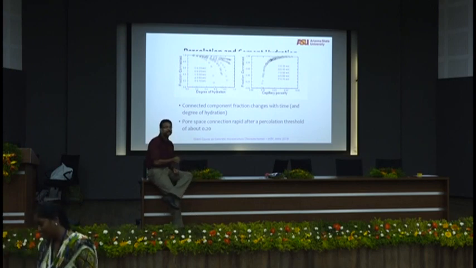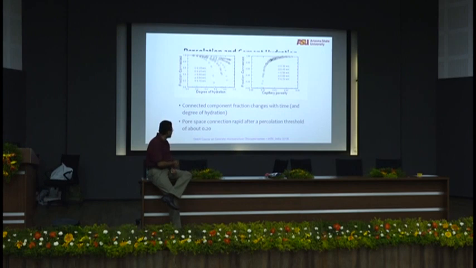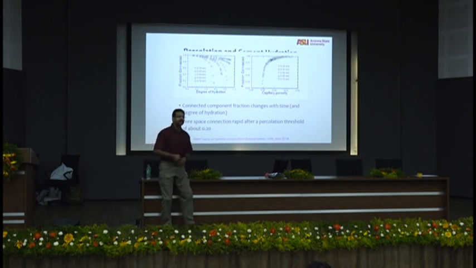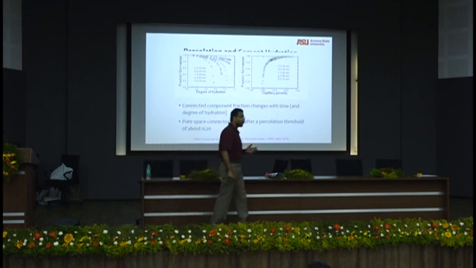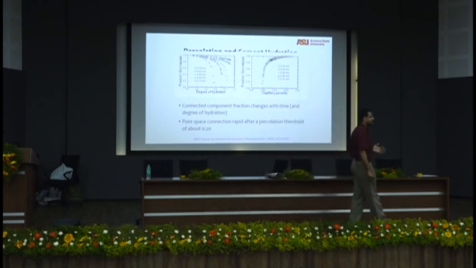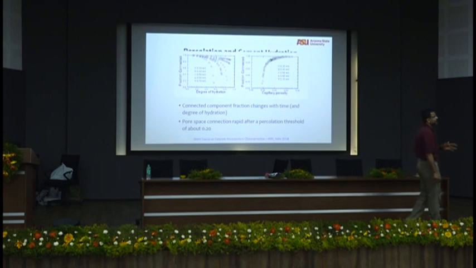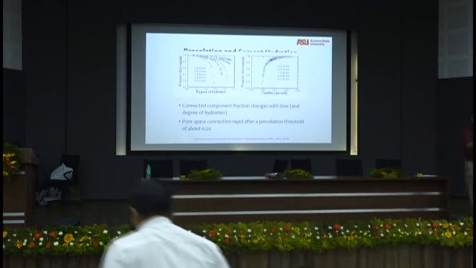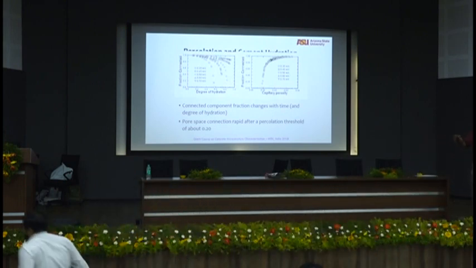That 18% is what we call the percolation threshold in a cement paste. That 18% is the value where the solids are completely connected. So, if somebody asks you, what is the minimum porosity, or maximum porosity, that I can have, still with all the solids connected, that has to be 0.18. Make sense?